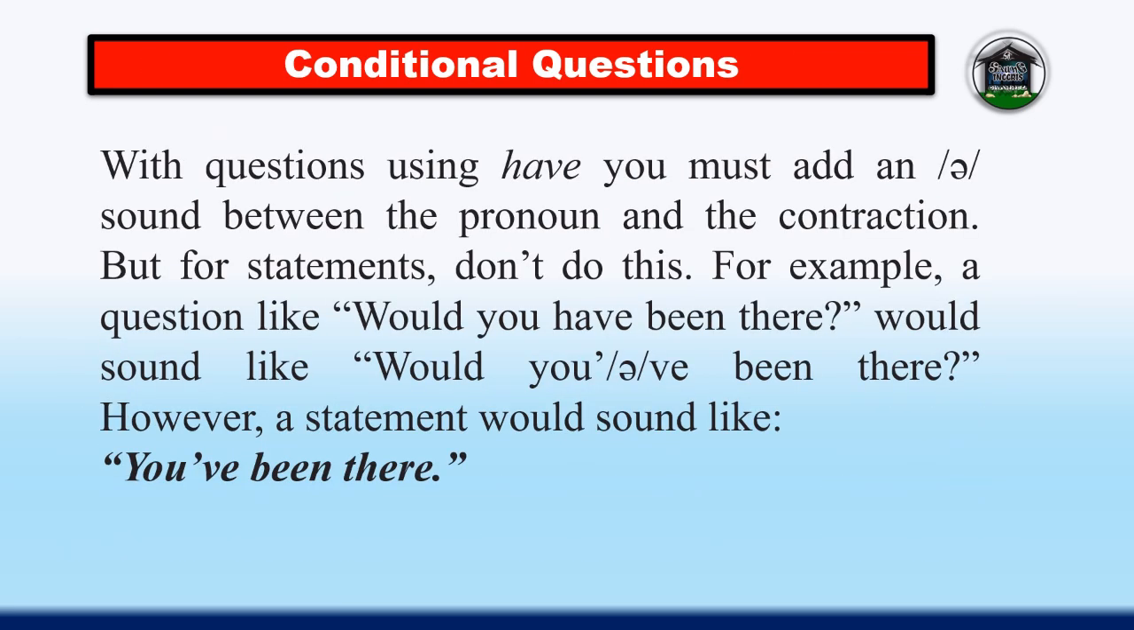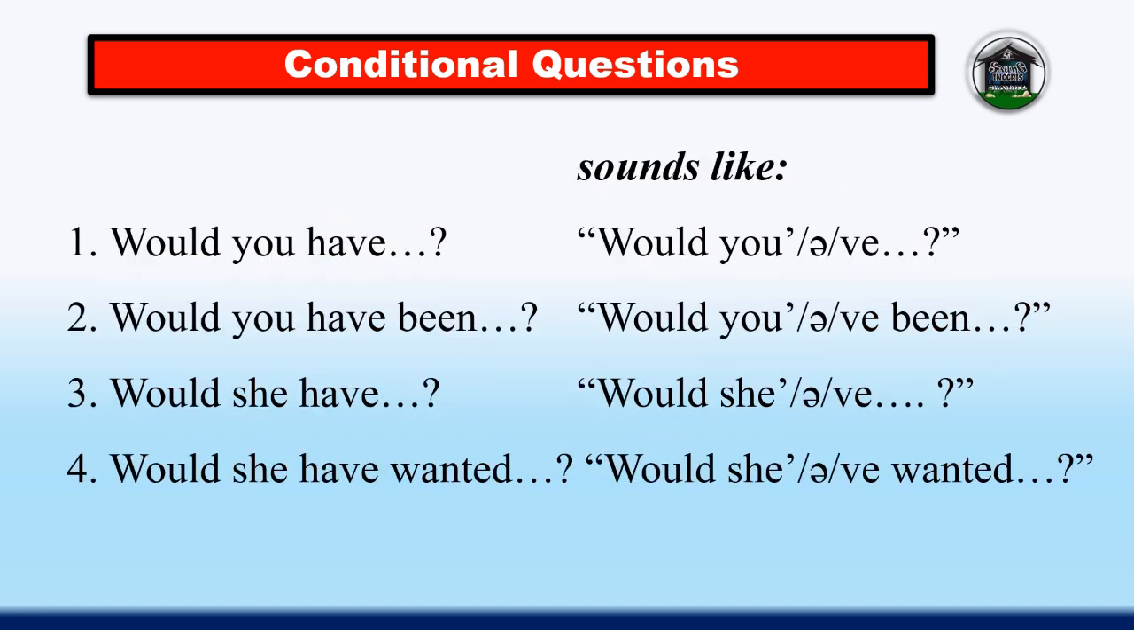Conditional questions. With questions using have, you must add an uh sound between the pronoun and the contraction. But for statements, don't do this. Listen to what happens with the words you have. Would you have been there? Versus you've been there. Would you have sounds like would you have. Would you have been sounds like would you have been. Would she have sounds like would she have. Would she have wanted sounds like would she have wanted.